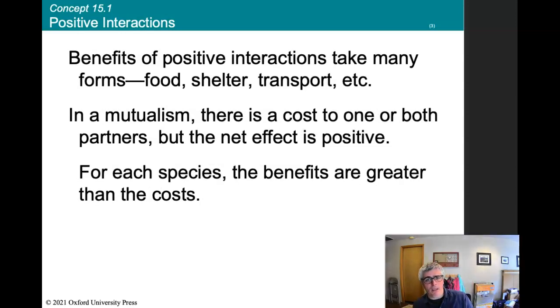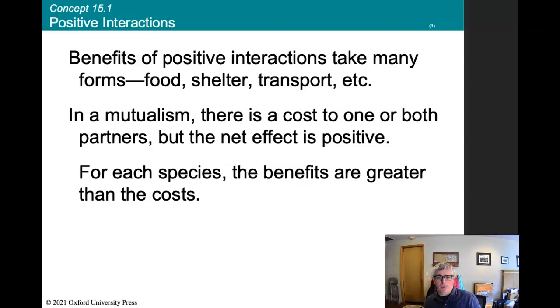And the benefits of positive interactions may take many forms: food, shelter, transport, etc. Food and shelter are some common ones. Transport we'll look at as it relates to seed dispersal. And there we have to think about what's the benefit to the individuals being dispersed. And there has to be some benefit to dispersal.